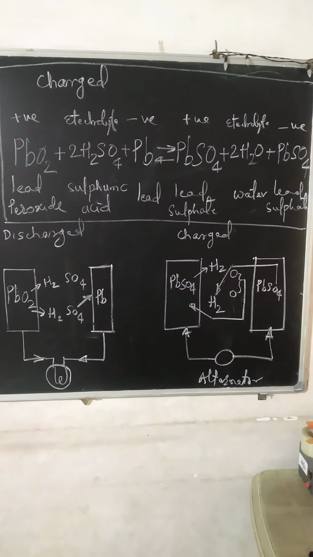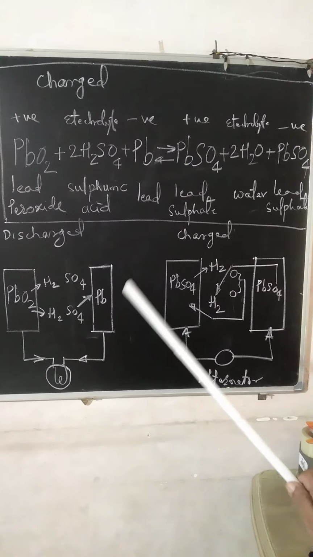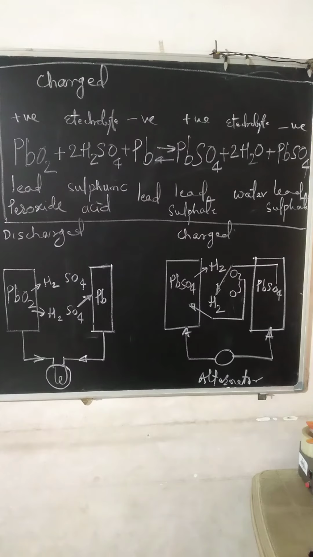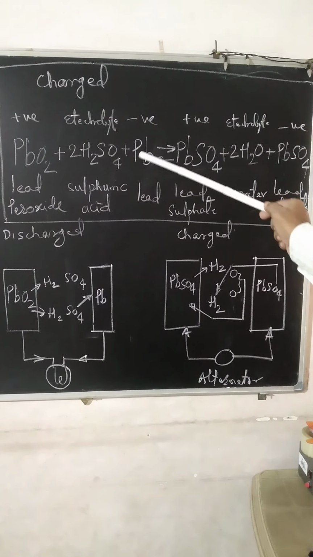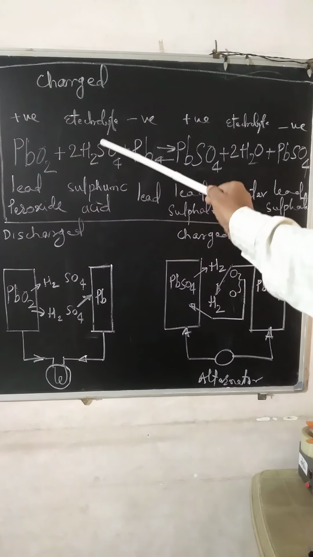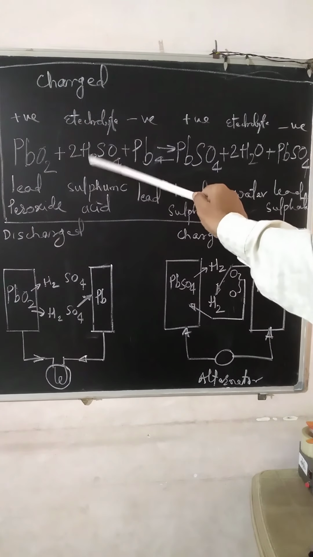The lead acid battery electrolyte is H2SO4. The positive plate is PbO2, that is lead peroxide, and the negative plate is Pb. So it is dipped in sulfuric acid, H2SO4.